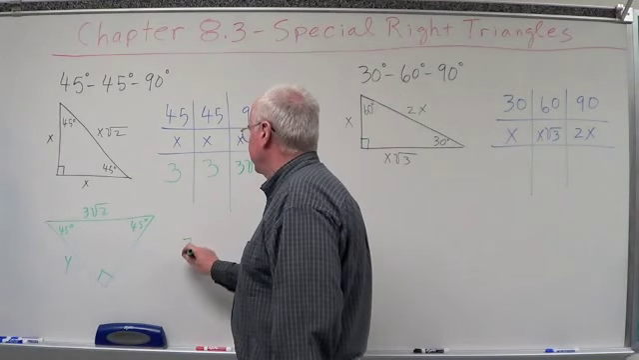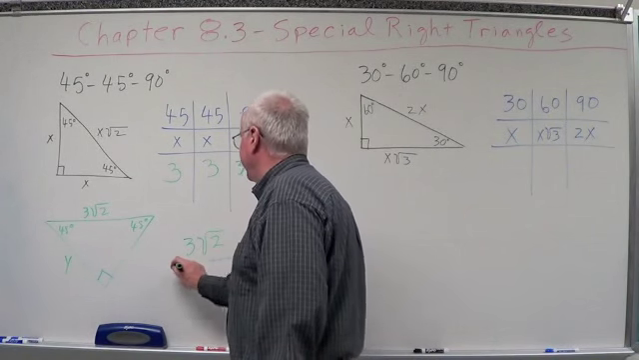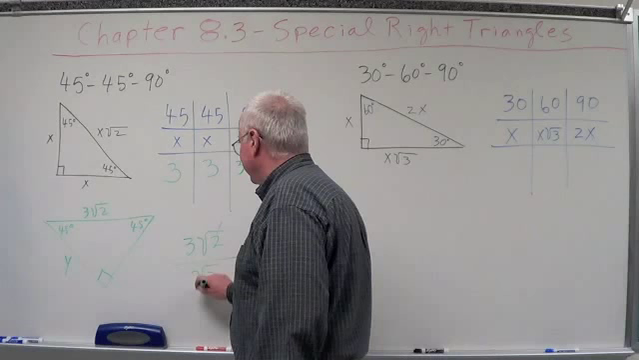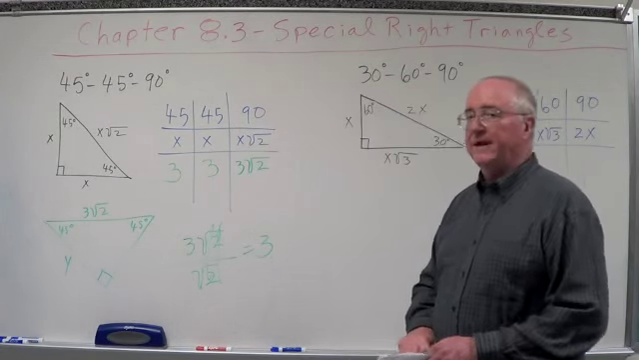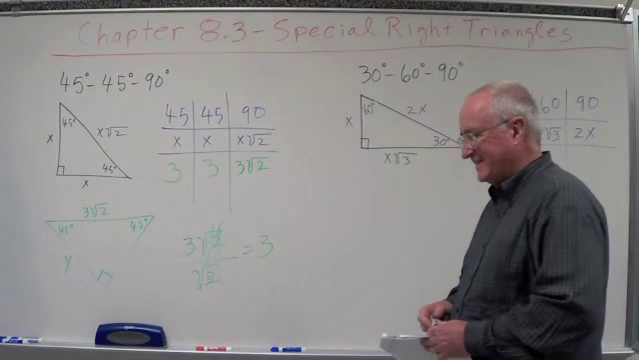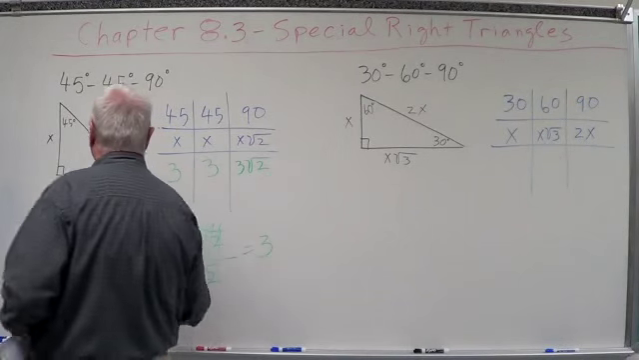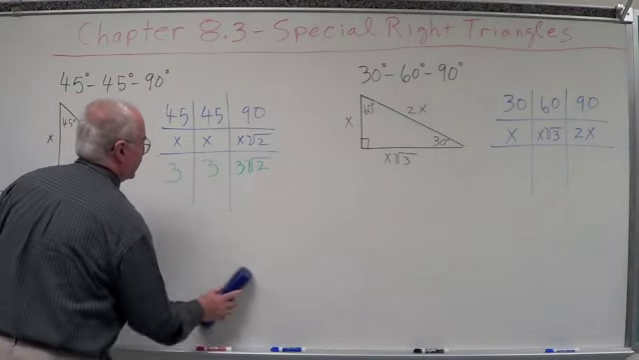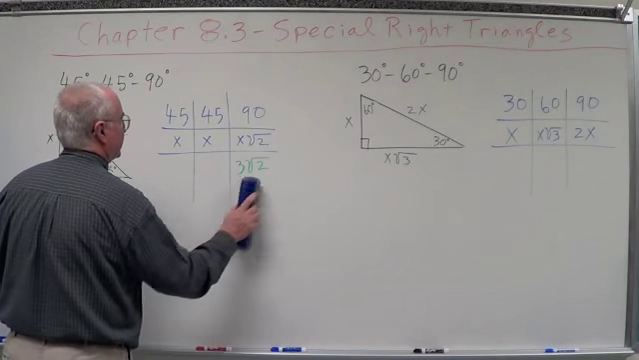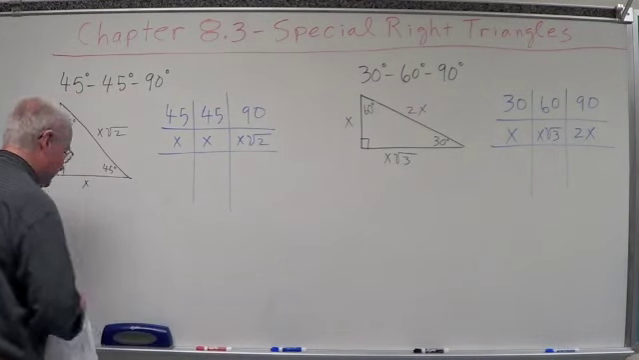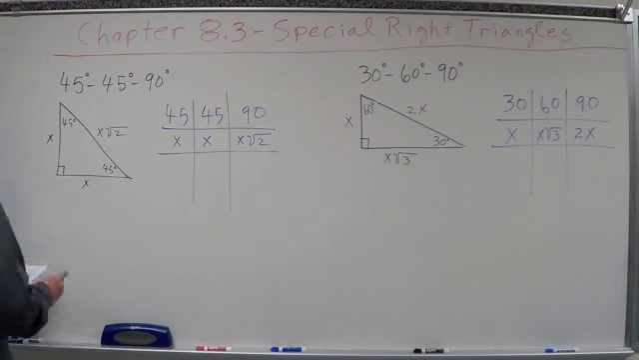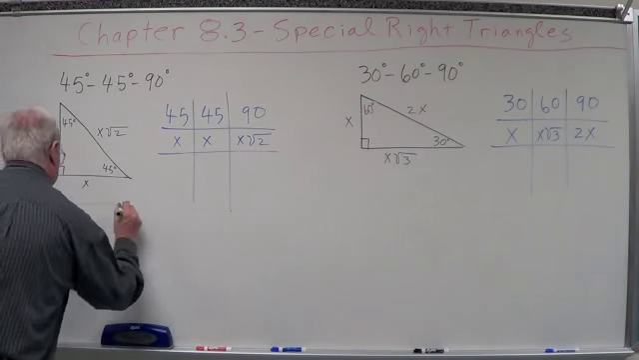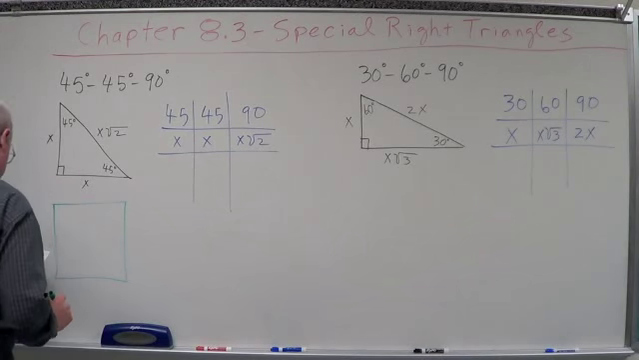3 square roots of 2 divided by square root of 2. This goes away, equals 3. Okay? Second sample. Pause this if you need to. Look at it. Go through it. See if it makes sense in your head. I'm going on. Next one is, oh wow, we have a square.